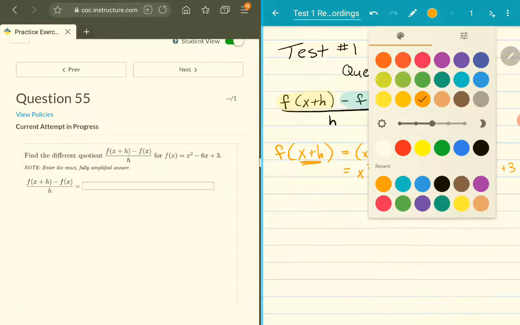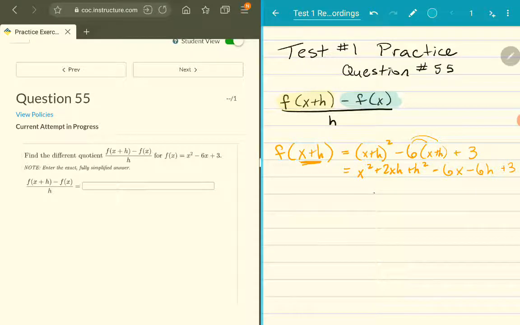And now I do my other, my f of x, or negative f of x. You can either think of it as subtracting f of x or adding a negative f of x. I like to add a negative f of x. So f of x again is x squared minus 6x plus 3. So to make that negative, I distribute a negative to that whole thing.